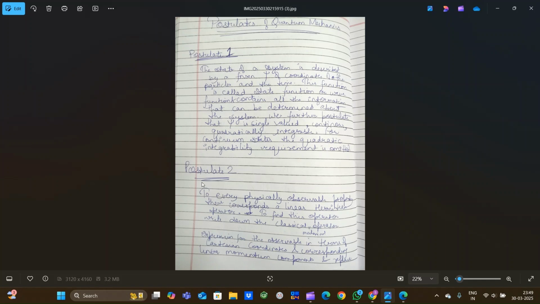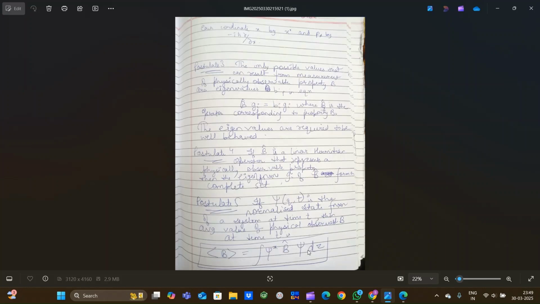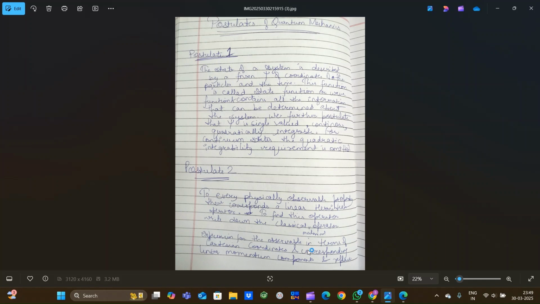Postulate 2. To every physical observable property, there corresponds a linear Hermitian operator. To find this operator, write down the classical expression for the observable in terms of Cartesian coordinates and linear momentum components, and replace each component x by x and px by this. They are saying that for every physical observable quantity, in the classical world we have physical quantities like energy, force, kinetic energy, and potential energy, but these things do not apply for quantum particles, right? These are for the classical world.